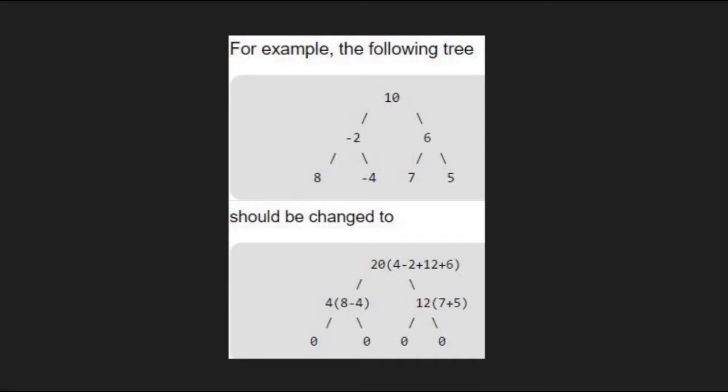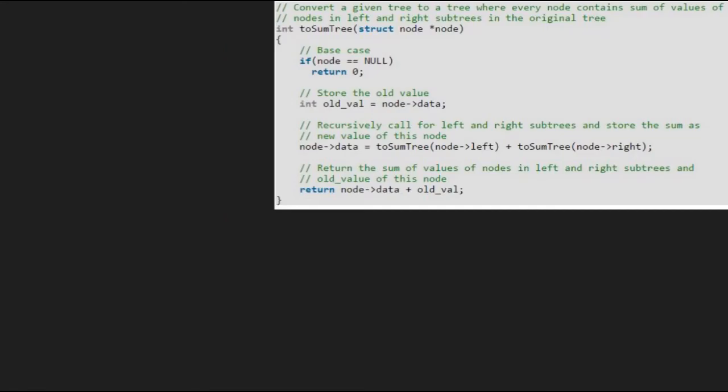Now, let us see the algorithm which will assist us in converting a given binary tree to its sum tree. Let us also have a sample tree to test our algorithm. We pass the root node which is 10 to function to sum tree. So node will point to 10. Since root is not null, we store the node's value in integer old val. So variable old val will be equal to 10. Now we recursively call for the left and right subtrees and store sum as the new value of this node.